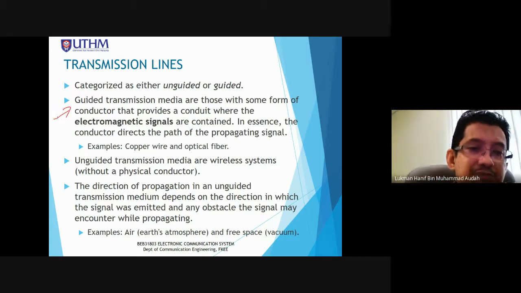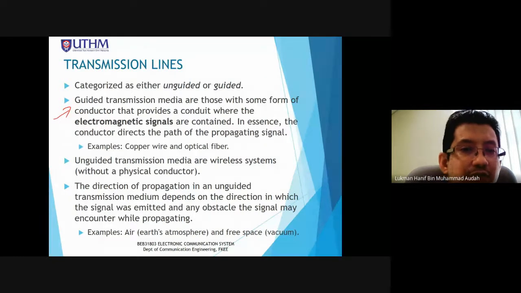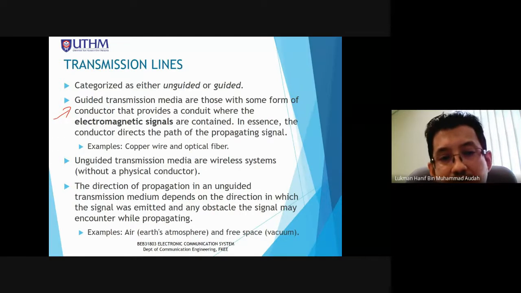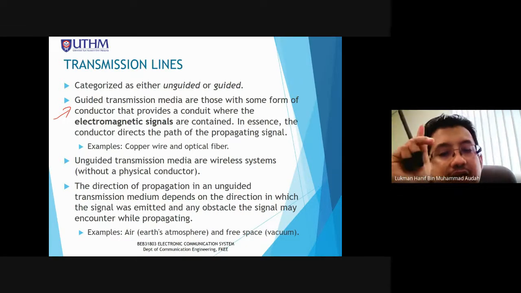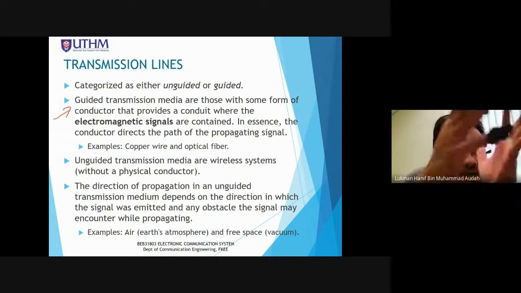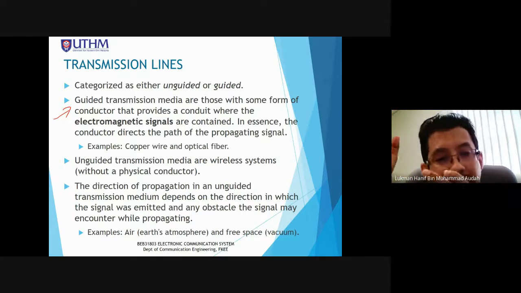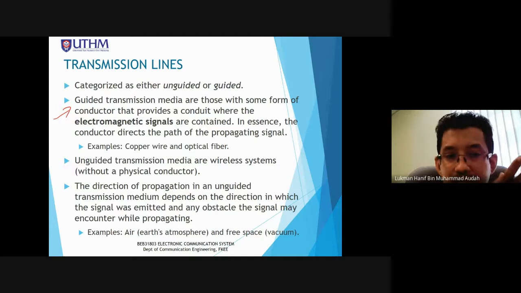Untuk guided transmission, okay, guided transmission media are those with some form of conductor that provides a conduit where the electromagnetic signals are contained. In essence, the conductor directs the path of the propagating signal. So perkataan guided bermakna gelombang itu kita bimbing daripada satu tempat ke satu tempat yang lain. Untuk melakukan proses itu, for the guide process, we need to use cable.